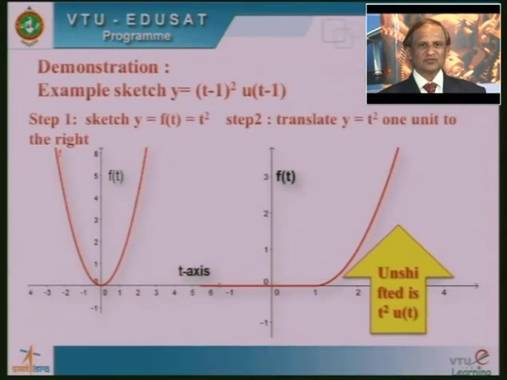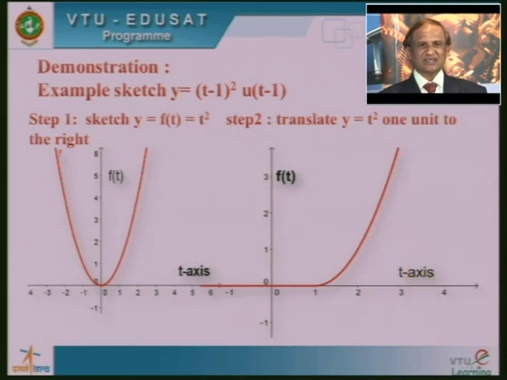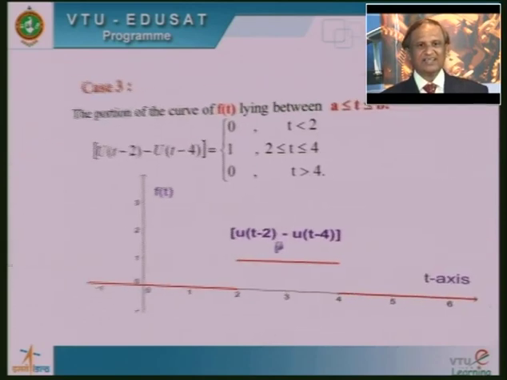Suppose you want to sketch (t minus 1) whole square into u of (t minus 1). First you can draw the curve of (t minus 1) whole square, then u of (t minus 1). The original curve is t square, and that curve will shift 1 unit because we have written (t minus 1) whole square into u of (t minus 1). You can observe the second curve is shifted from 0 to 1 on the t axis. Is it clear?